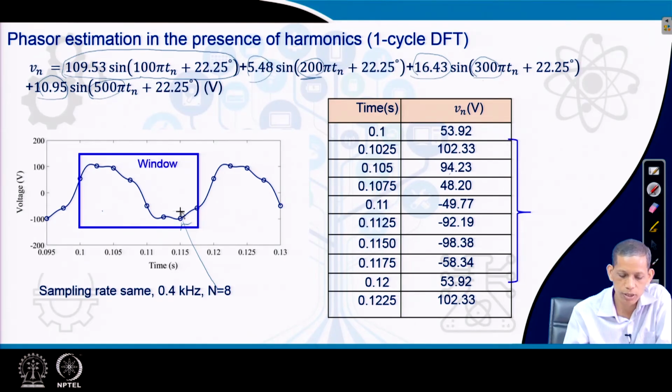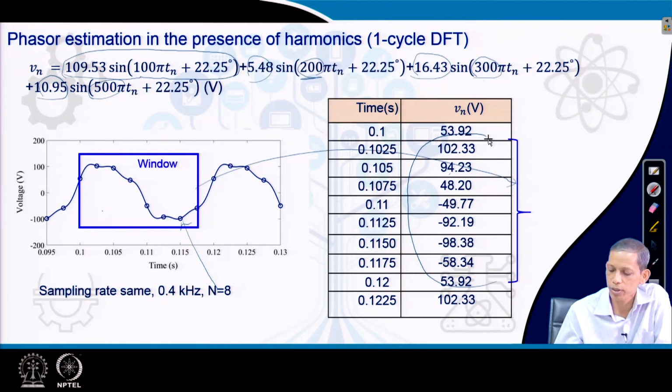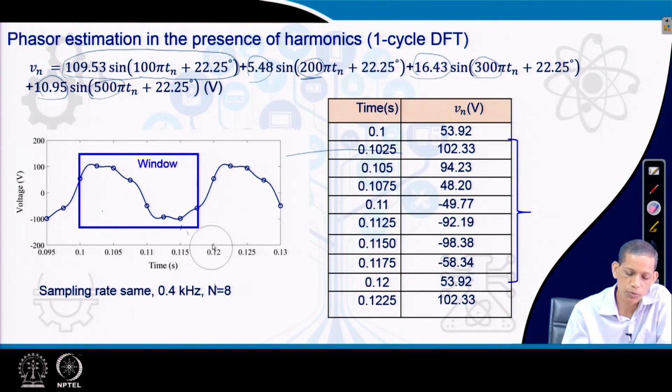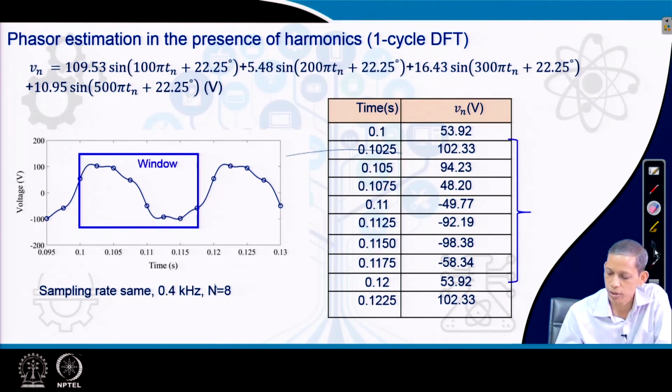So, this window refers to this window of the signal. We have these samples to be processed, and the corresponding one cycle DFT is to be used. How the one cycle DFT finds the corresponding signal for this case, we will evaluate using the same calculation process as we have already mentioned earlier.